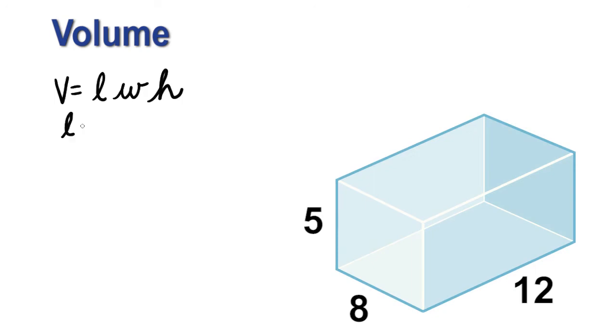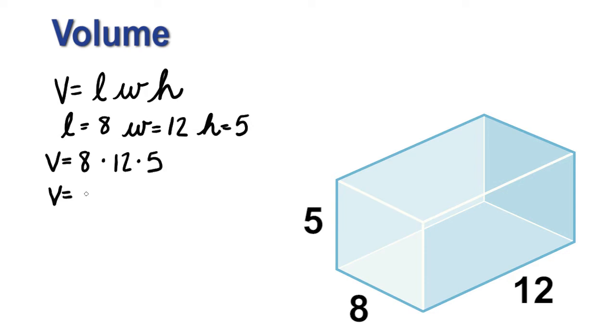Volume is another formula that is often used. The volume for a rectangular prism is length times width times height. Let's find the volume for a rectangular prism where the length is 8, the width is 12, and the height is 5. The formula would read volume equals 8 times 12 times 5. 8 times 12 is 96, and 96 times 5 is 480. The volume is 480 cubic units.